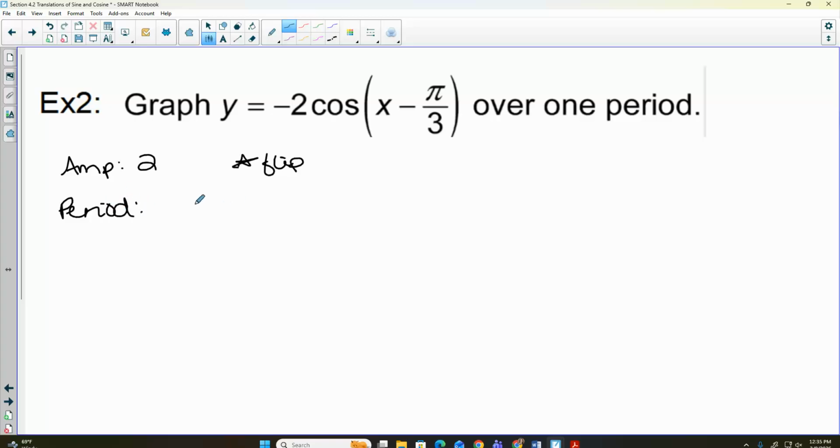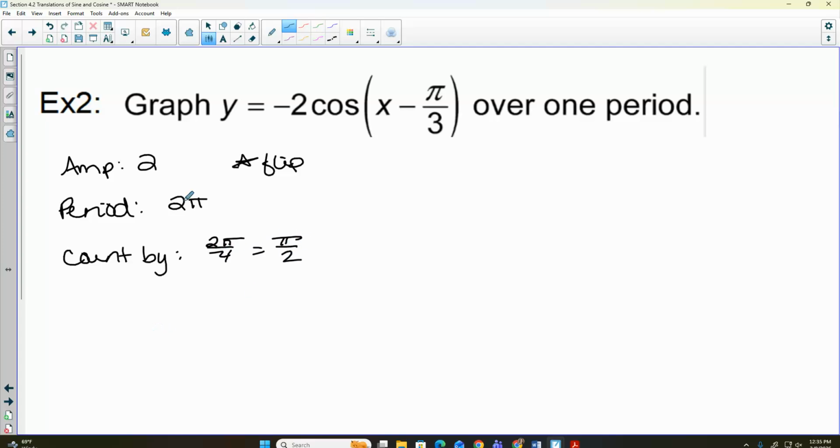Normal period is 2 pi divided by the number in front of x, which if there's nothing there, it's just a 1, so my period is just 2 pi. Then what do we do? How do we find that? Divided by 4 for the 4 quadrants, and we get pi over 2.